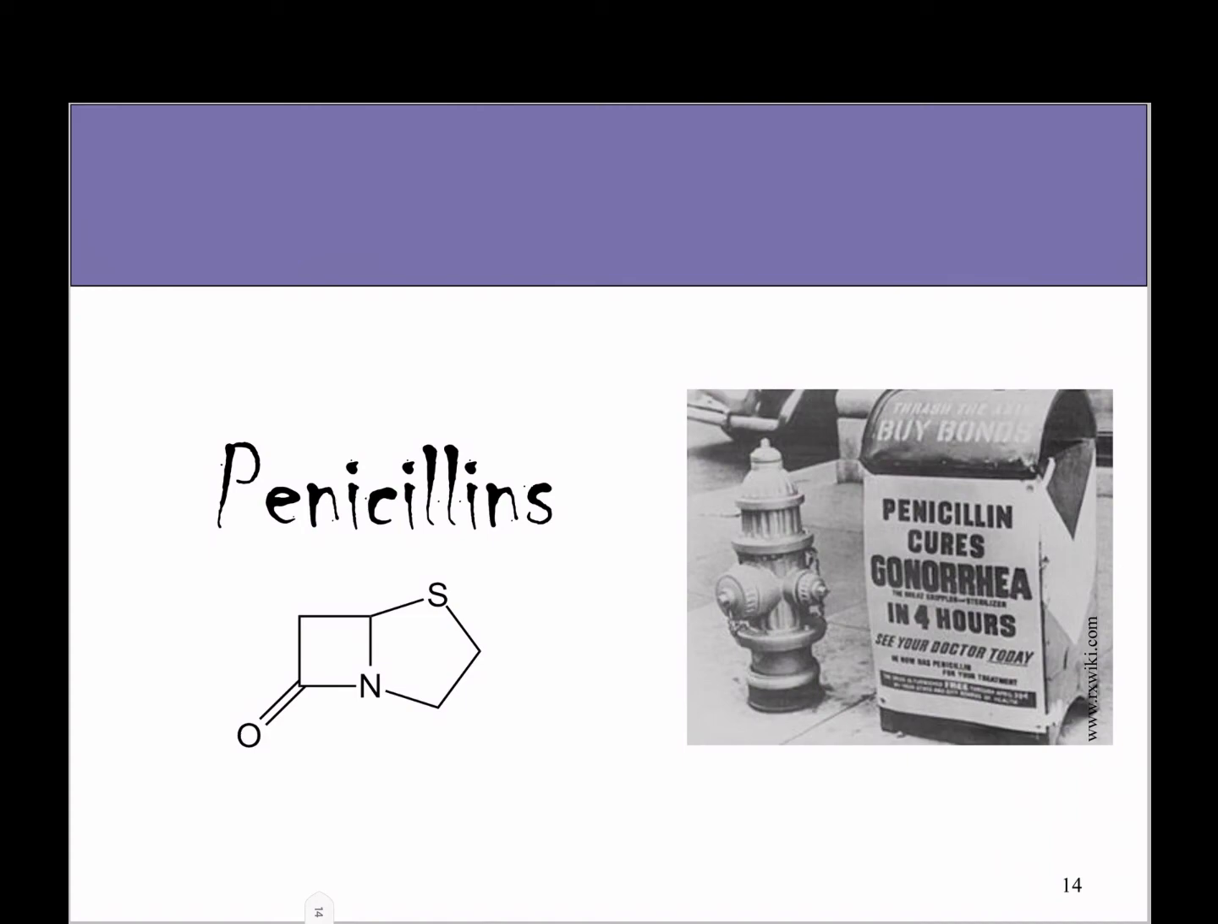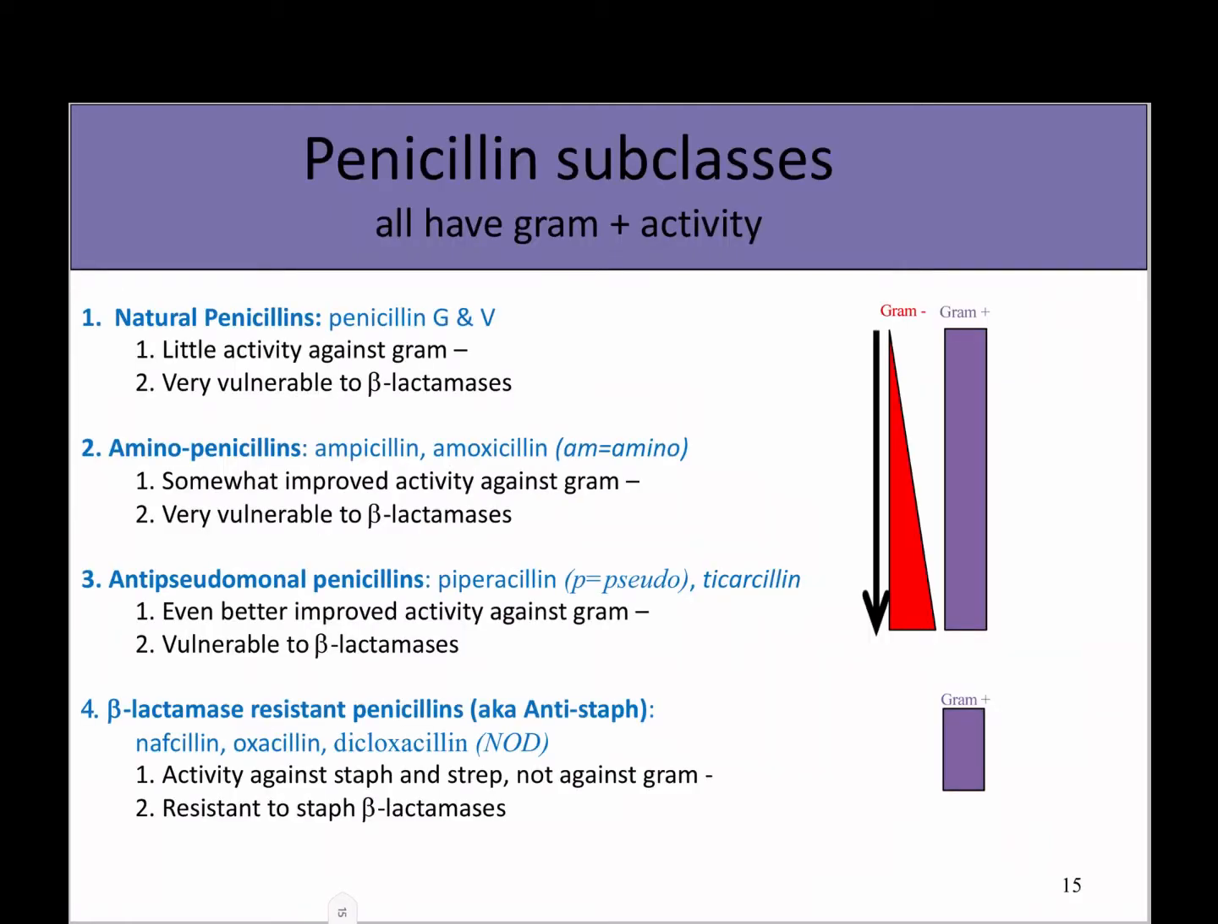So we're going to start with that first beta-lactam class, the penicillins. I mentioned that we have subclasses. The first ones are the natural penicillins, and those were the ones that we identified from natural sources. These had little activity against gram-negative. So we start out very much focused on gram-positive activity. Unfortunately, these are also very vulnerable to beta-lactamases, and so they can be pretty hard to use by themselves.